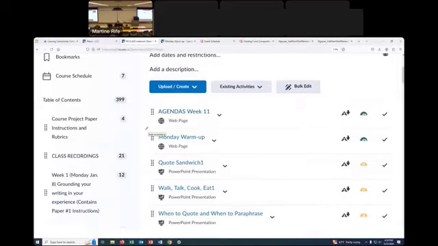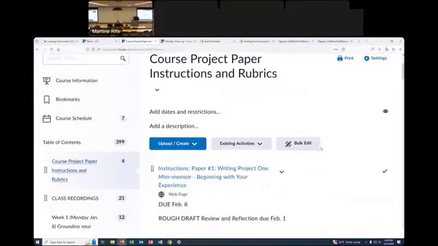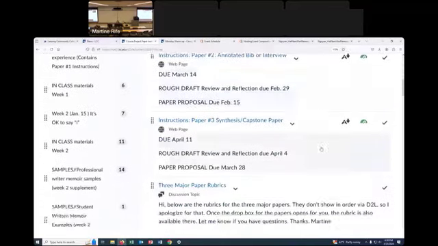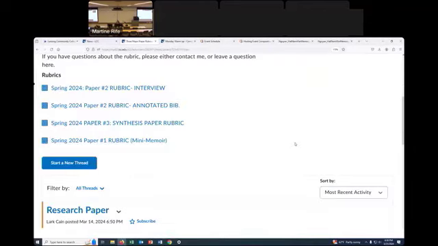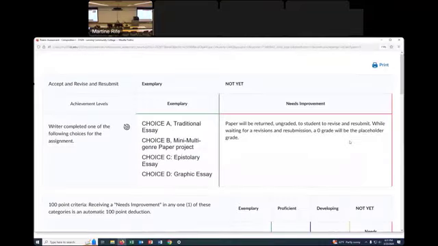You can get a preview of the rubric by going into the course project paper folder. And when you go in there, the rubrics are all located right here. Okay, so when you go in there, it's my guideline of grading. So here it is right here. Synthesis, capstone paper, click on it, and okay.